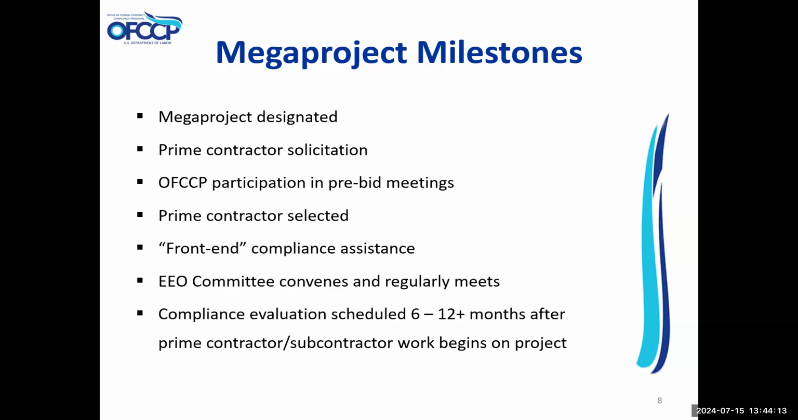As soon as possible after the prime contractor has been selected, OFCCP and the prime contractor convene an EEO committee, which is comprised of local stakeholders that will meet regularly to discuss the strategies to remove barriers to opportunities for diverse populations on these job sites. Finally, 6 to 12 months after the work begins on a project, OFCCP will begin conducting construction compliance evaluations or audits. The next slide will talk about OFCCP's responsibilities.